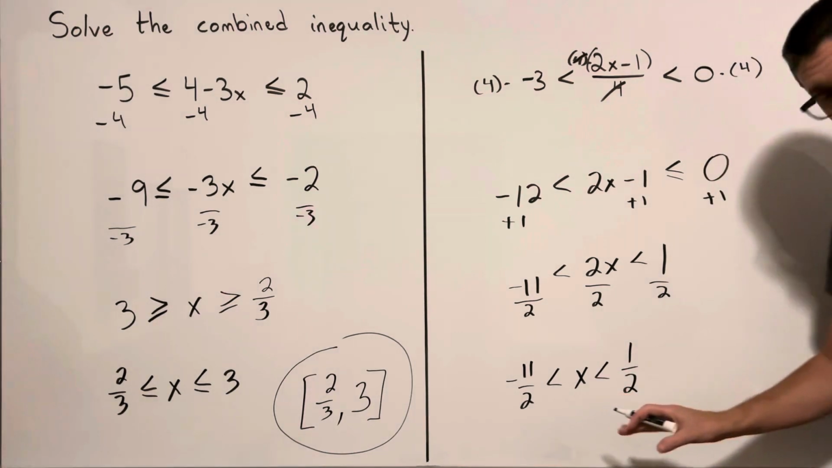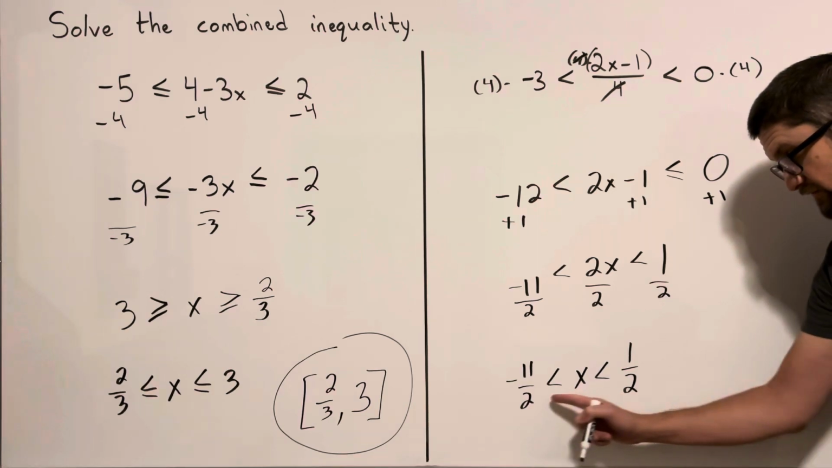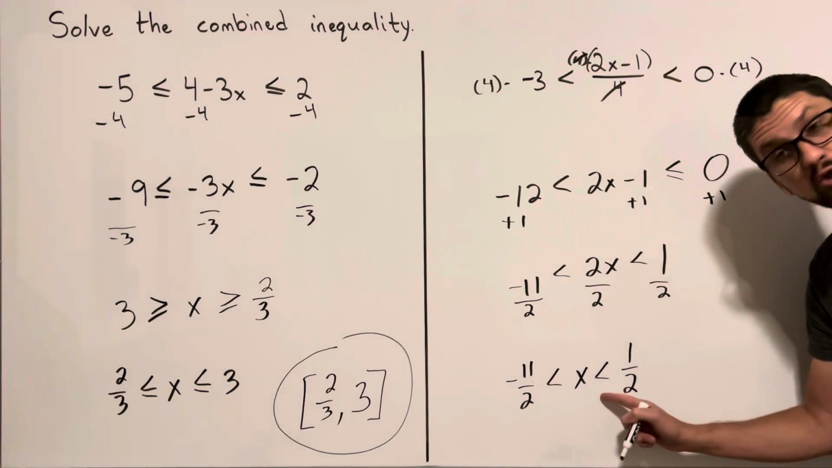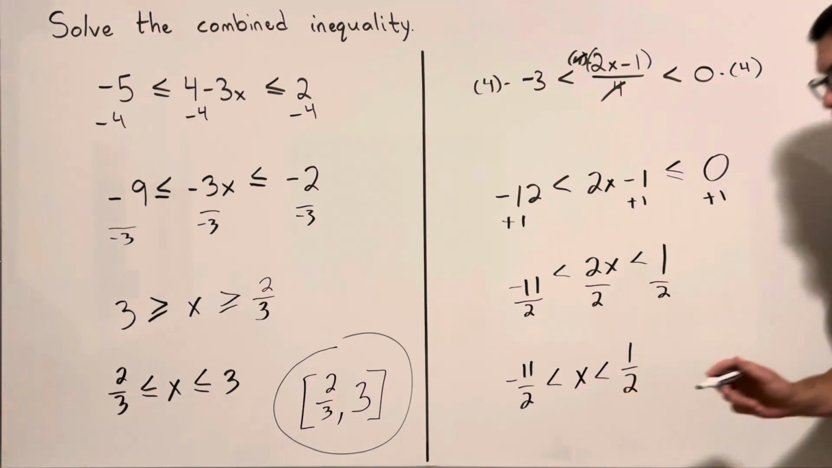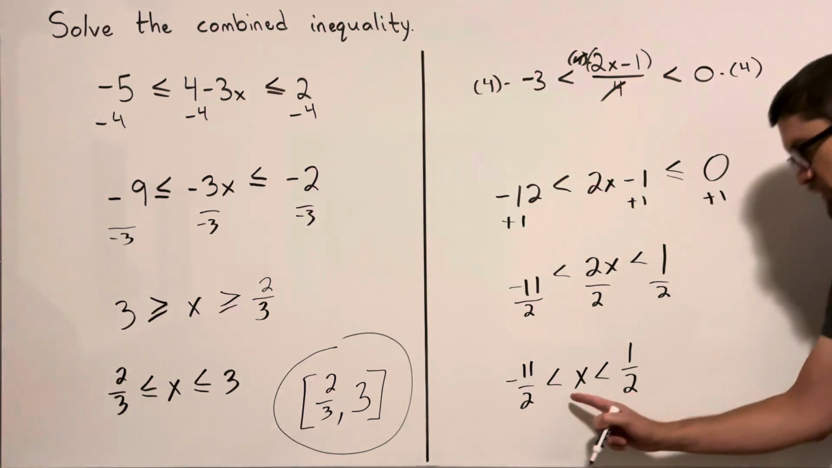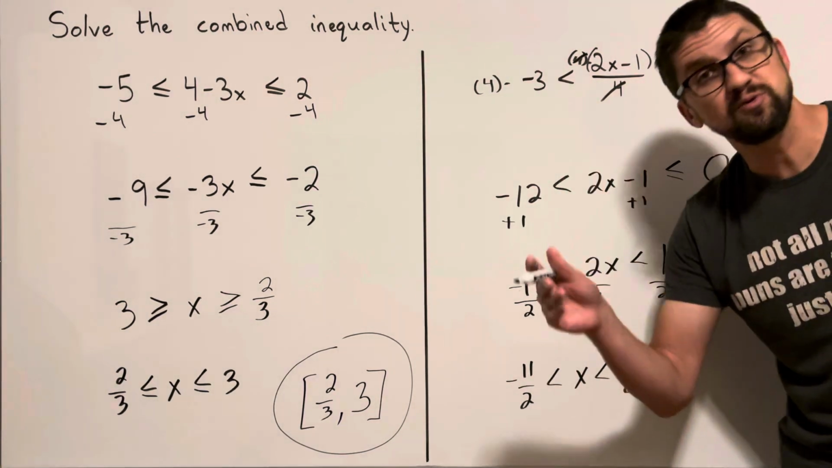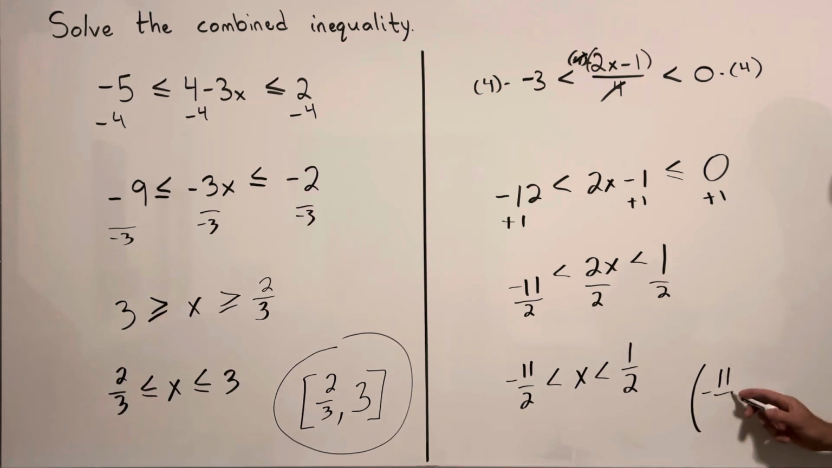All right, so this is set up correctly. x is going from -11/2 to 1/2. The -11/2 and the 1/2 are not included because we don't have equal signs with the inequality signs. Over there we had equal signs, so we used square brackets. When you don't have an equal sign, you want to use parentheses. The parentheses mean that the endpoints here are not included.